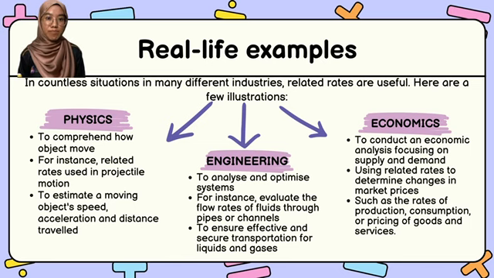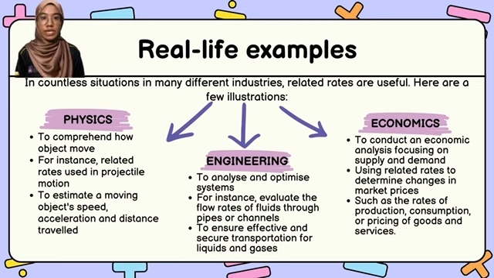For real-life examples, we can see there are countless situations in many different industries where related rates are useful. Here are a few illustrations, such as physics, engineering, and economics. Firstly, in the physics industry, related rates are used to comprehend how objects move, for instance, in projectile motion. Besides that, to estimate a moving object's speed, acceleration, and distance traveled.